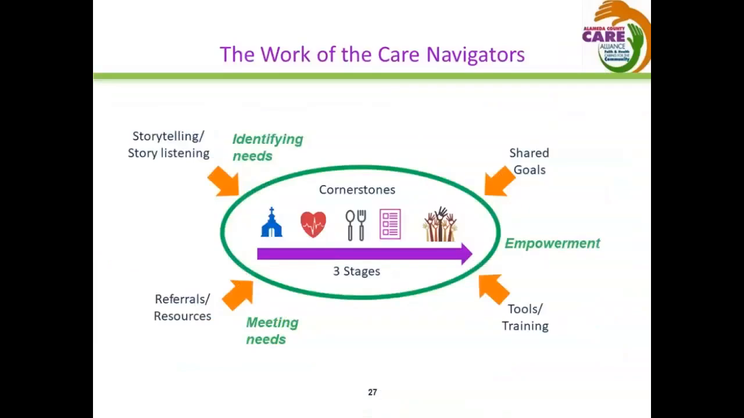Our navigation and our navigators are thoroughly trained in engaging participants in storytelling. We listen and we assess to identify their needs, and we develop a personal AIC, or advanced illness care program, which may or may not include all of the cornerstones. The storytelling and listening helps to identify those needs. And we have shared goals between the participants, their empowerment. We have tools and training. We have referrals and resources to help with those needs. So storytelling helps to build rapport, and it also opens up what is meaningful to our participants.